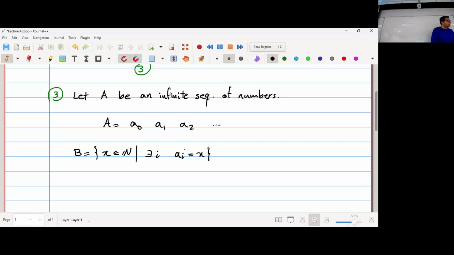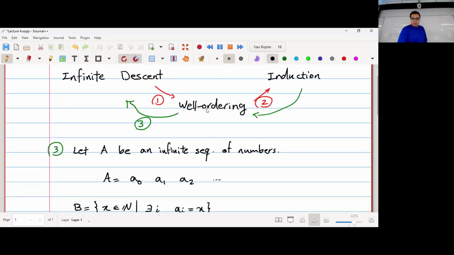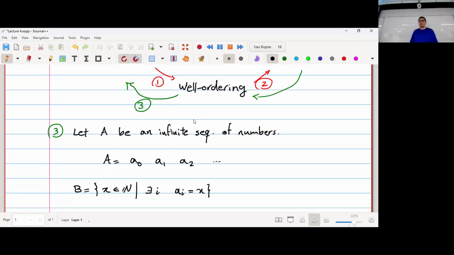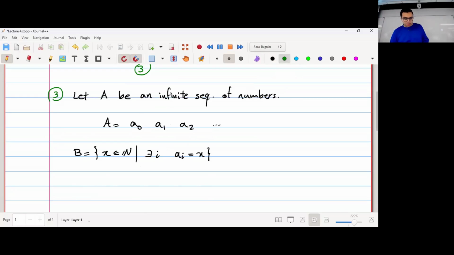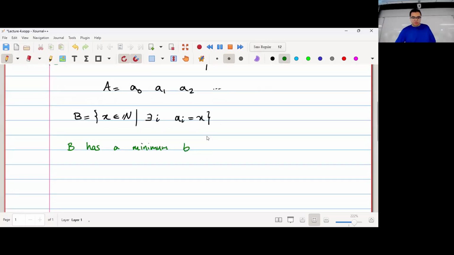Now, B is a non-empty set because A0 is in B, right? But I can assume well ordering here. So I know that B has a minimum element. B has the smallest element. Let's call that small b. But here's the thing. Small b is the minimum element of the set B, so there should be some index where AI is equal to small b. That's just by the definition of the set B. All I'm saying is that I had this set which has all the numbers that appear in A, and I'm looking at its minimum element. So this minimum element should also appear somewhere in A. So I know that there exists some I such that AI is equal to b.